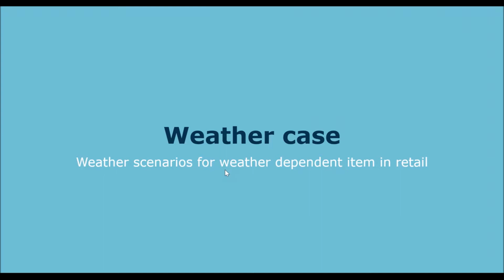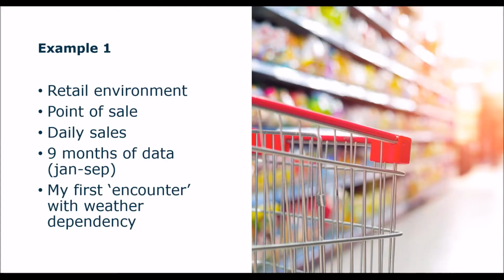And the first thing I want to do is start with an example which was probably my first encounter with how important weather dependency can be. On the one hand, it could be an obvious example, but in the end I will tell you which product it is. And I didn't expect this product to be so weather dependent. So it comes from a retail environment.